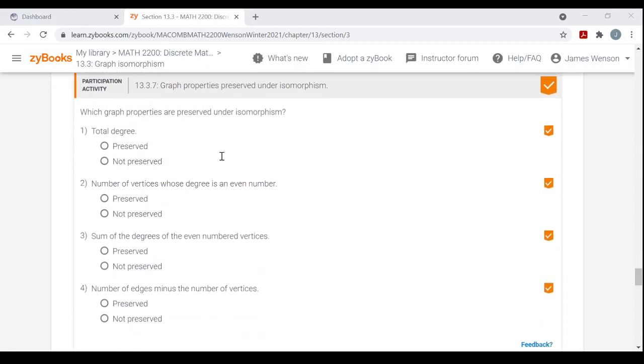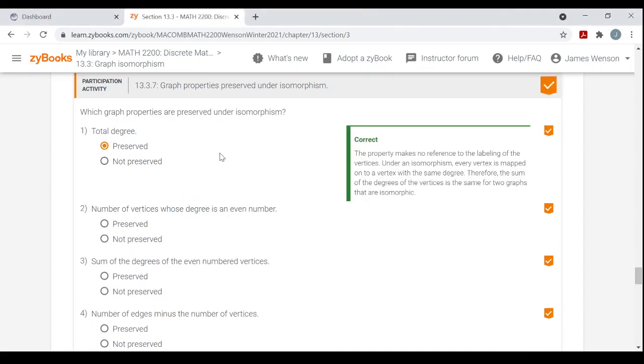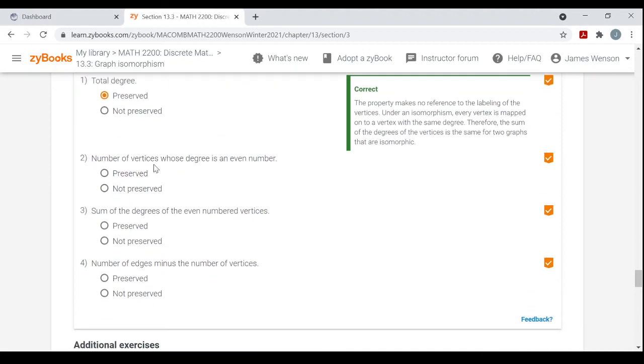All right, so the following here, which I've already shown to someone, so you see it's already completed, but which graph properties are preserved under isomorphism? Well, if the degree sequence is preserved, remember total degree was just the sum of all the degrees. Well, if every degree is preserved, then the total degree is definitely going to be preserved under isomorphism. The number of vertices whose degree is an even number. Well, absolutely. Again, if the degree sequence is preserved, then the graphs will have the same number of vertices with the same degrees. So the number of vertices whose degree is even will also be preserved.